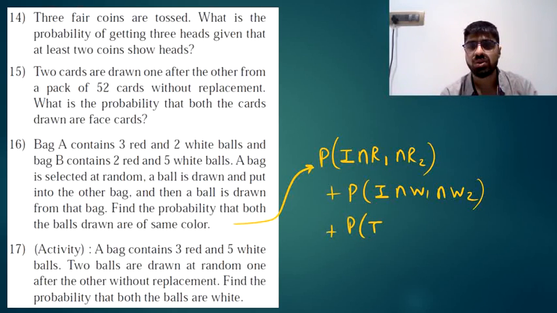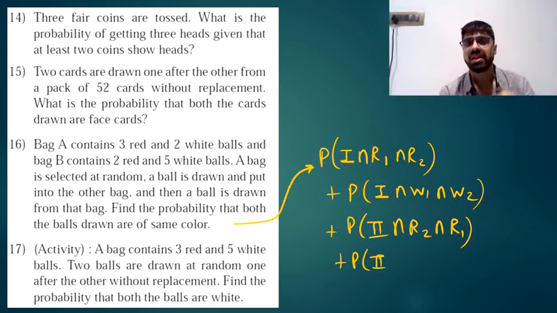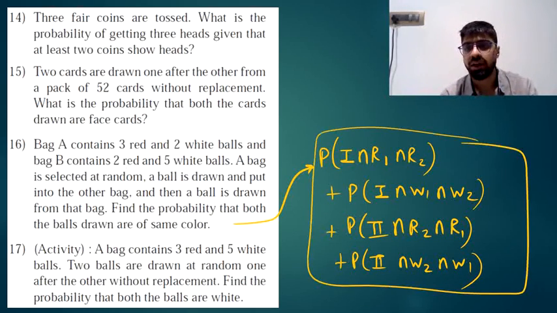Or you can now select your bag 2 and have a red ball coming out of it, that is intersection R2. And if you are getting a red ball from the bag 2, then you need a red ball from the bag 1. So that event will be R1. Plus you can select the bag 2 and get a white ball out of it. But if you are taking a white ball from the bag 2, then you need to have a white ball from the bag 1 as well, that is P of W1. Now these are numbers that you need to calculate.